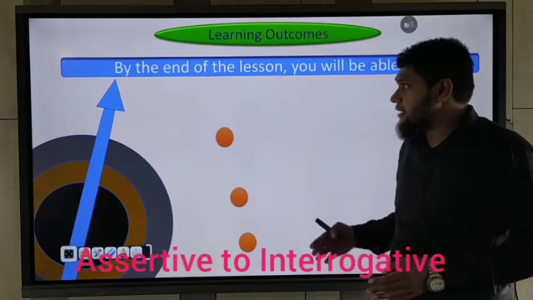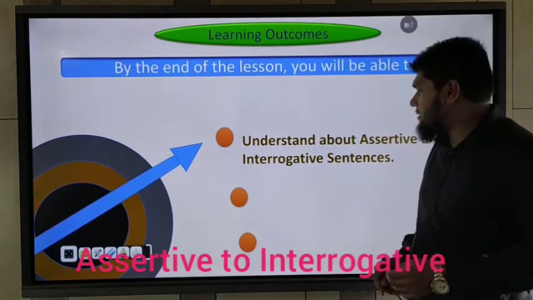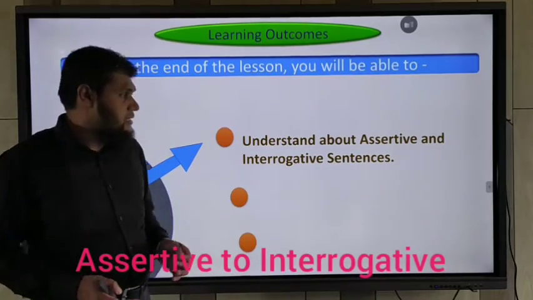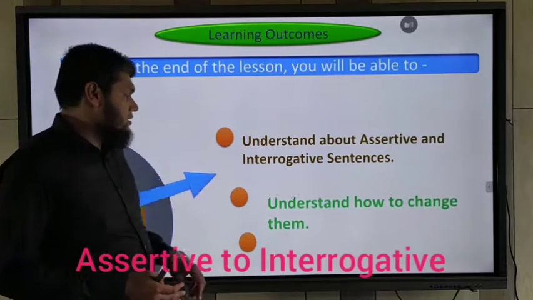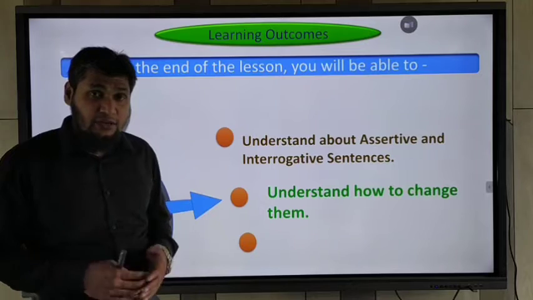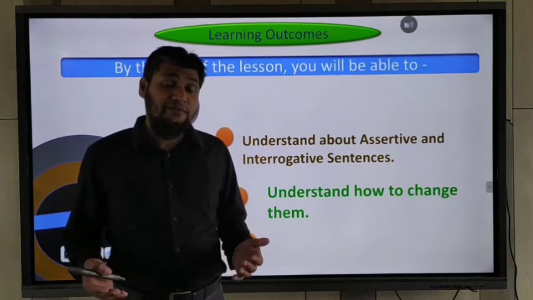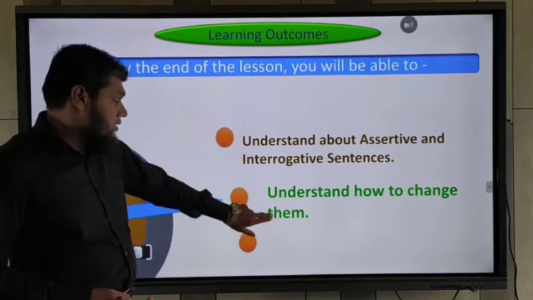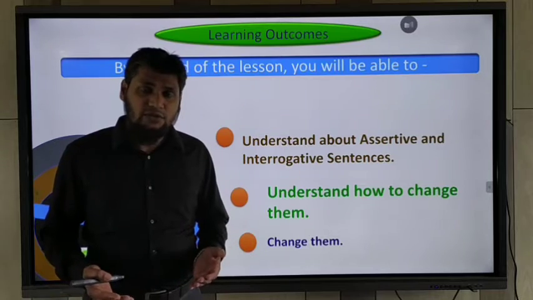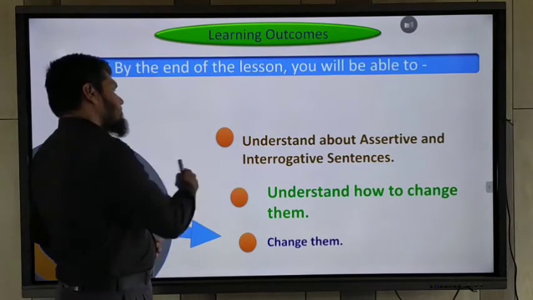Okay, let's try to understand the learning outcomes. By the end of the lesson, you will be able to understand assertive and interrogative sentences. Next, you will be able to understand how to change them, assertive to interrogative or interrogative to assertive. Okay. Let's start the class.